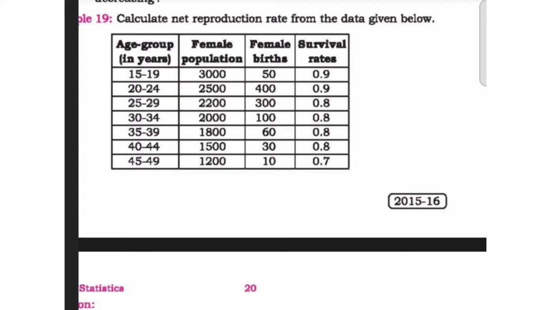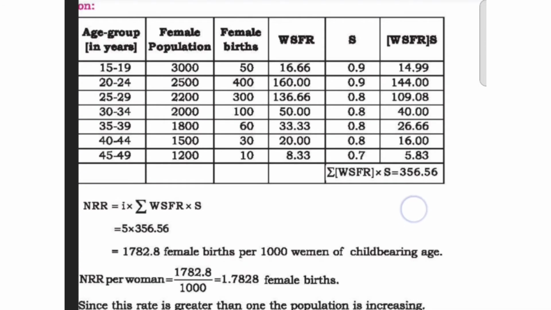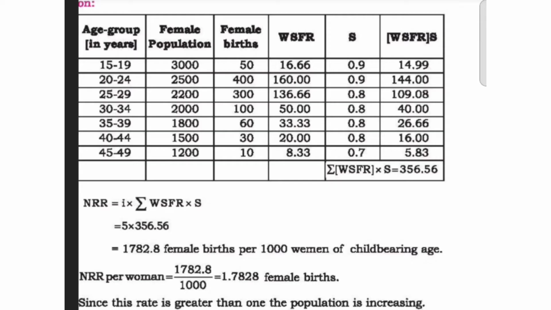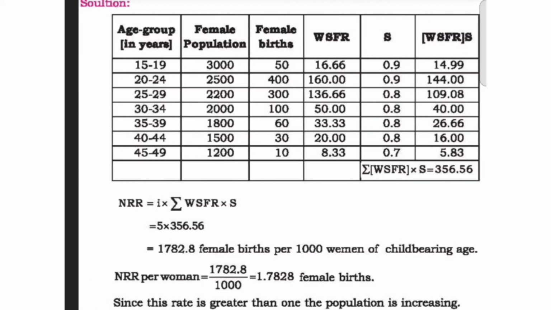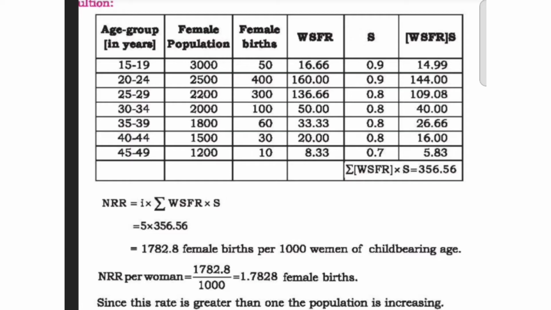Yes, that one is a yes. Then how to take this one? Age group, female population, female births, WSFR, same as GRR. How did you calculate it? Individually you calculate it, going column wise, multiplied by S, where S survival rate is given in the question. That survival rate multiplied with this WSFR into S, the last column WSFR into S, then you are taking a total of that. The NRR is i into summation of WSFR into S.